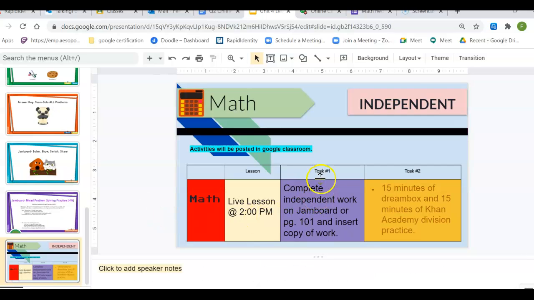And this is our very last slide. In addition to finishing up the independent work for the Jamboard, or if you're doing page 101, and inserting a picture of work, do that. Also, you're going to do 15 minutes of Dreambox and work on Khan Academy for 15 minutes. You're going to work on the division problems that have already been assigned to you by your teacher.